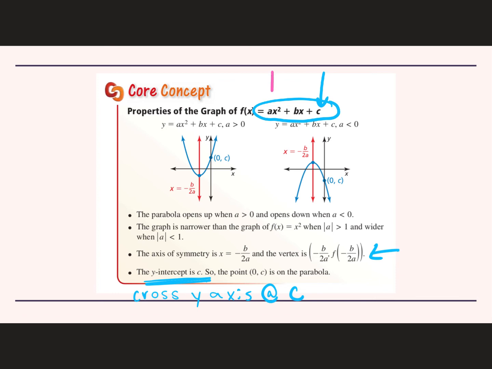And then also our A tells us the direction of our graph, if it opens up or if it opens down. So if A is positive, our graph opens up. It's a smiley face. If A is negative, our graph opens down and it would be a frowny face. So A just tells us the direction of our graph. If we look at the example we did on the last page, our A was -2, which explains why our graph opens down.